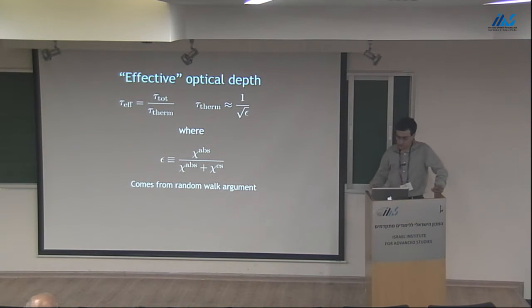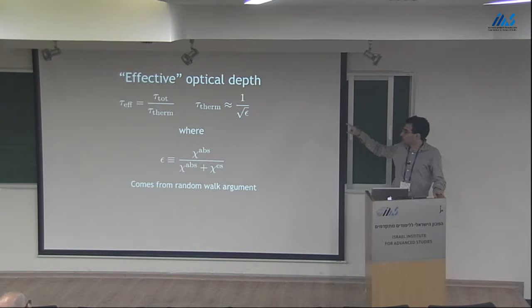So to understand how this is happening, we need to think a bit about effective optical depths in a scattering-dominated atmosphere. For a given process, if you want to know how deep into the atmosphere you're seeing the emission from that process, you need to consider something called the thermalization depth, which is approximately 1 over the square root of epsilon, where epsilon is a ratio of whatever is the absorption opacity to the total opacity. You can derive this effective optical depth from a random walk argument. It's an old result that goes back many years and underlies a lot of work on stellar atmospheres.